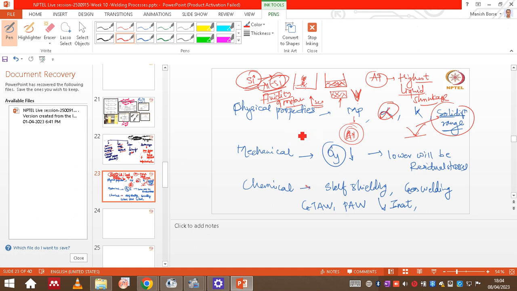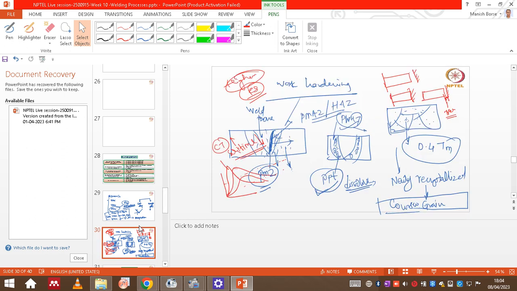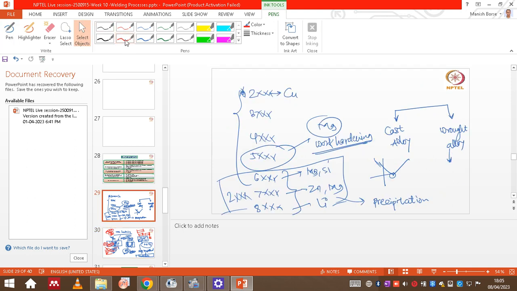Okay, but it has its own disadvantages. So just for a quick recap, I want to say what the actual factors are which contribute to solidification cracking. I will explain here by taking the example of aluminum alloys, let's say.